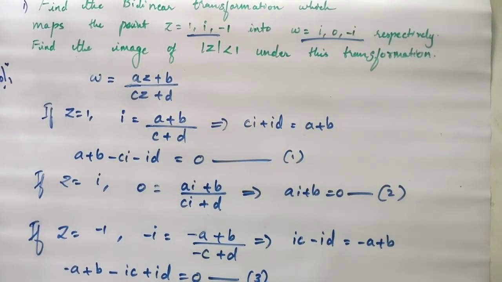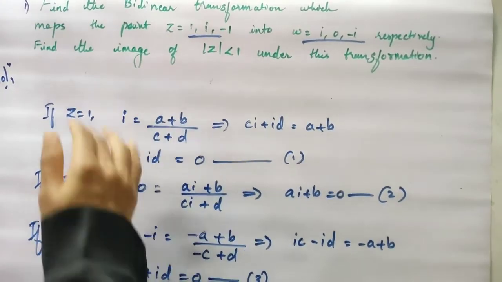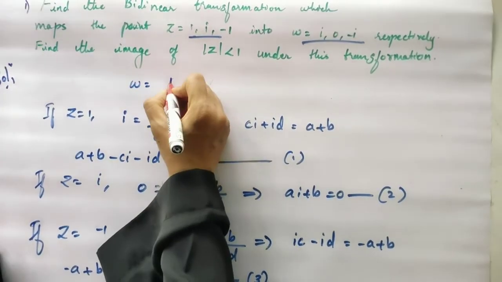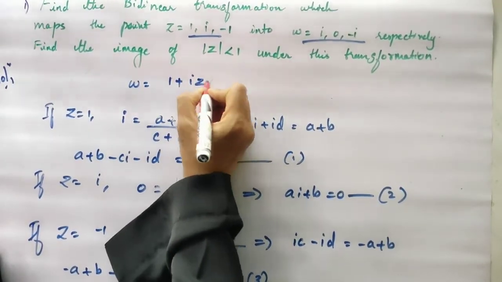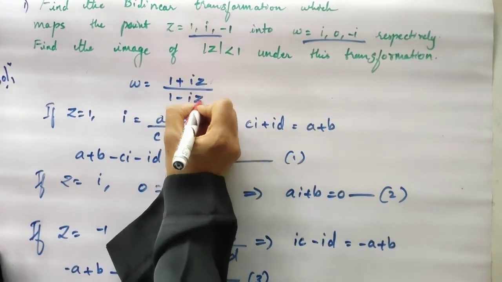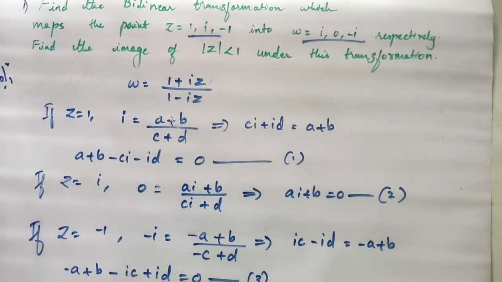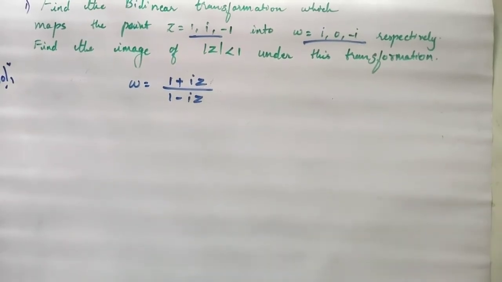Now the next part is finding the image of mod Z less than 1 under this transformation. So let's proceed for that. I will consider my obtained transformation. From our solution we got W is equal to 1 plus IZ divided by 1 minus IZ as the bilinear transformation, which is mapping those points to those. Now let's continue with mod Z less than 1, how will its image be?